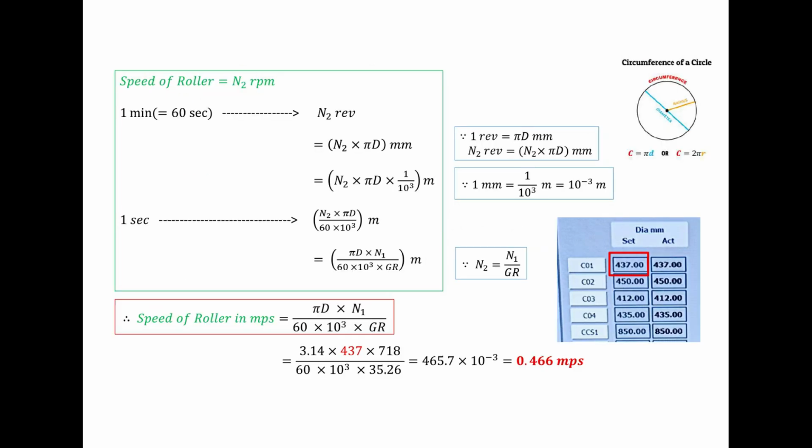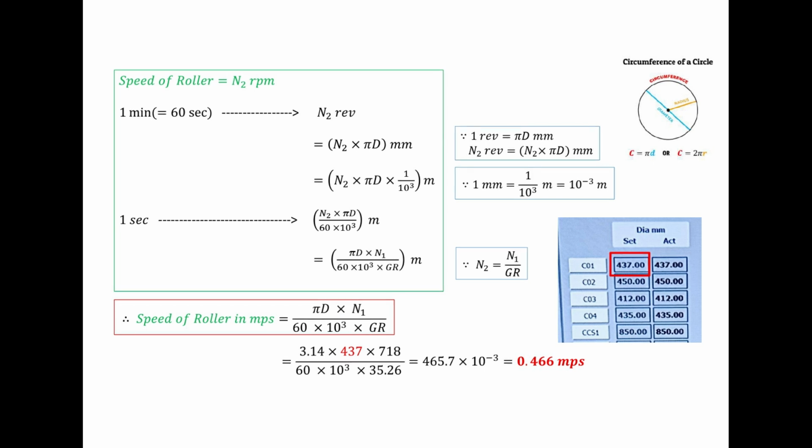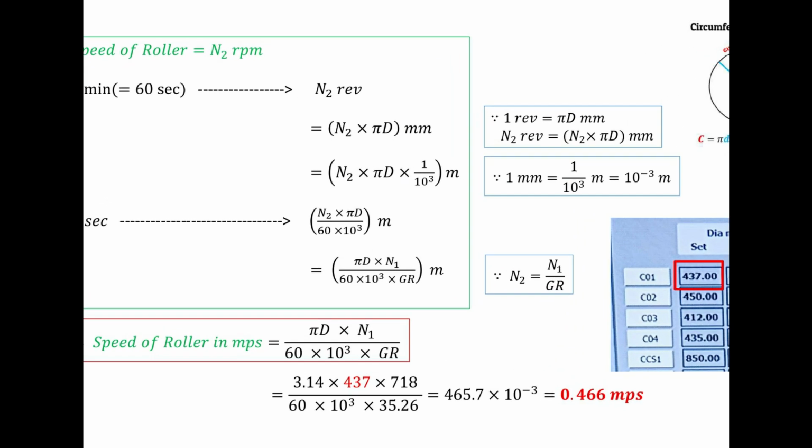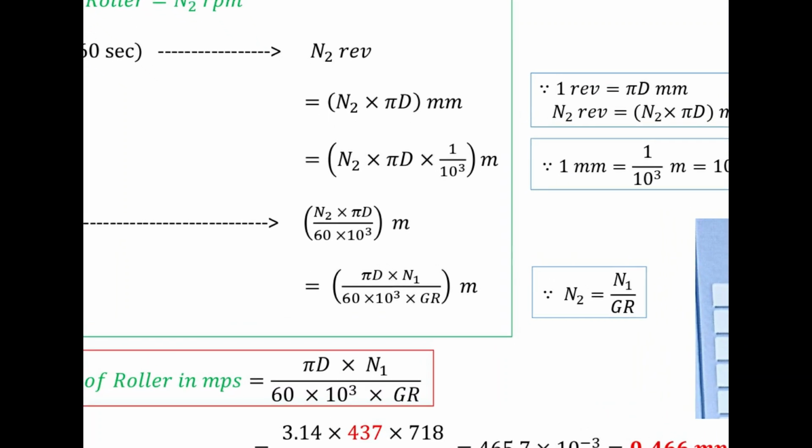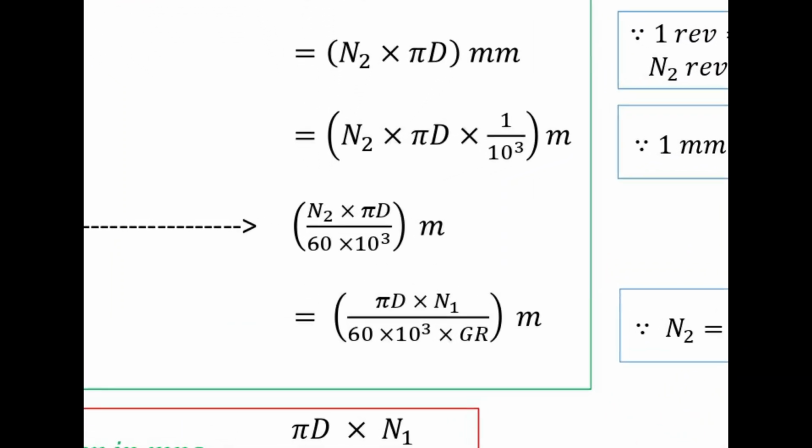Now coming to step 2. Convert roller speed to meters per second (MPS). Now that we have the roller speed in RPM, we can find its linear speed in meters per second. To do this, we will use the following formula. Speed MPS is equal to π into D into N2 divided by 60 into 1000.